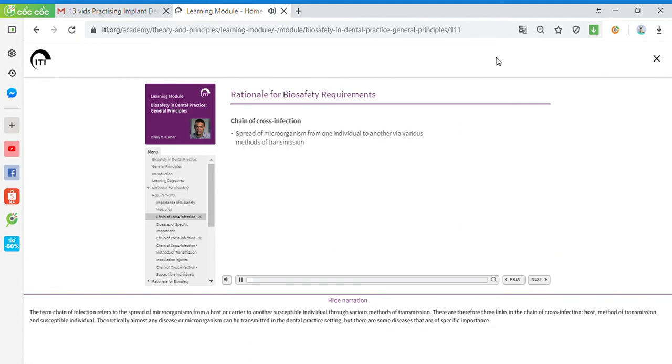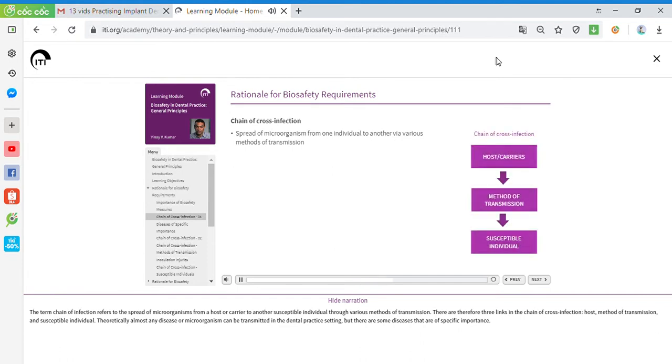The term chain of infection refers to the spread of microorganisms from a host or carrier to another susceptible individual through various methods of transmission. There are therefore three links in the chain of cross-infection: host, method of transmission, and susceptible individual. Theoretically, almost any disease or microorganism can be transmitted in the dental practice setting, but there are some diseases that are of specific importance.